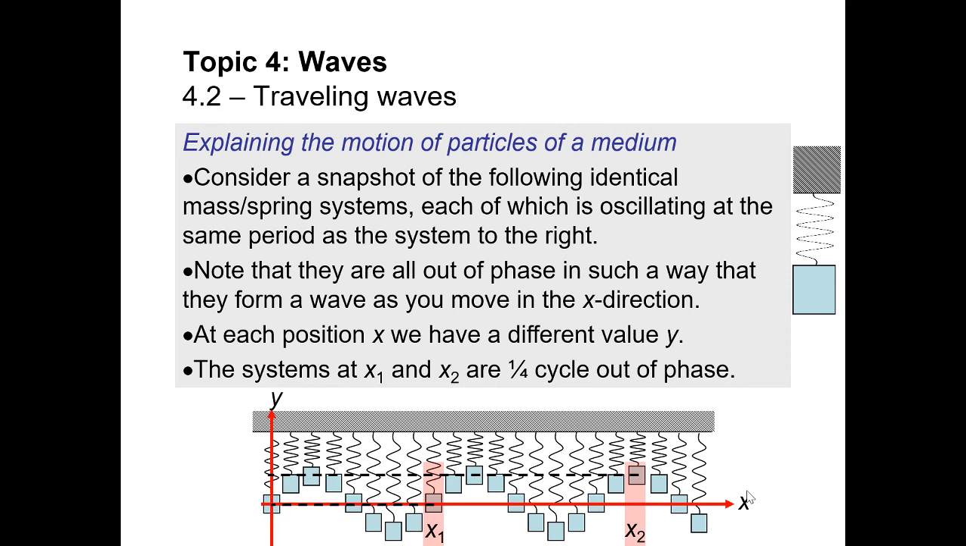Although, bear in mind, we don't know that because there's nothing here telling us which way the wave is going. It could just as easily be moving right to left. But whether you decide the wave is moving left to right or right to left, you're going to get the same answer, that they are a quarter cycle out of phase. Let's assume it's moving left to right for now.